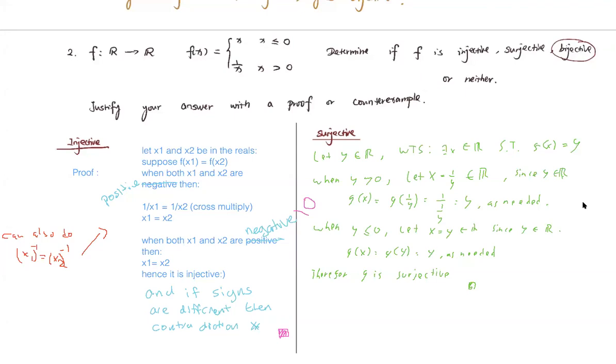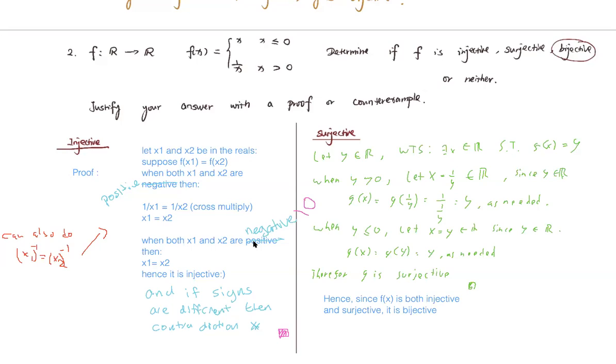When both x1 and x2 are positive, we have 1 over x. So we have 1 over x1 equals 1 over x2. That's gonna give you x1 equals x2, okay? When both x1 and x2 are negative, we have x. That's gonna give you x1 equals x2 directly. So it's injective. Well, someone added here: if signs are different then contradiction.